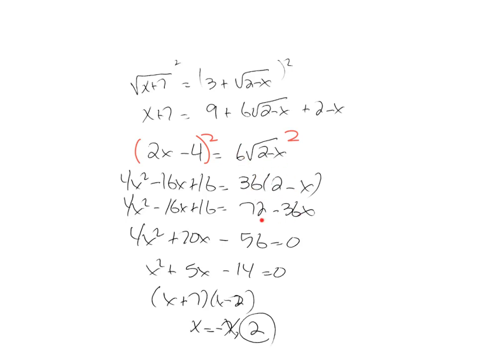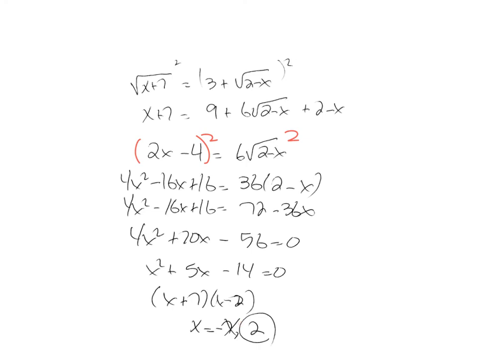I distributed the 36. Then I moved stuff over. I took the 36 over. That gave me a positive 20. I took the 72 over. That gave me -56. Then what I noticed is all those numbers right there are divisible by 4. So I took a 4 out of all those just to make it easier to try to factor, which it did a whole lot. I had to figure out factors of 14 that would give me 5, and it was 7 and -2. So my two answers were -7 and 2.